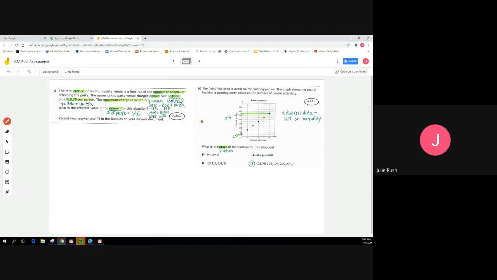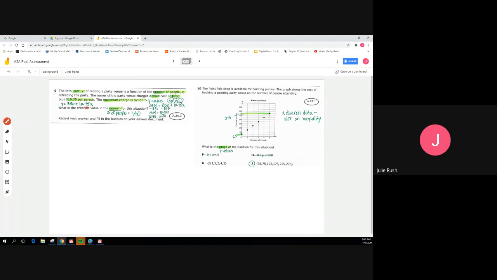And then our final two questions, number 9, the total cost Y of renting a party venue is a function of the number of people X attending the party. The owner of the party venue charges a fixed cost of $850 plus $10.75 per person. The maximum charge is $2,355. So again, this maximum charge is my maximum Y value. So I created an equation based off the scenario, which told me that I was going to pay $850 plus $10.75 per person. So my maximum charge is $2,355. So I'm going to set my equation equal to that.